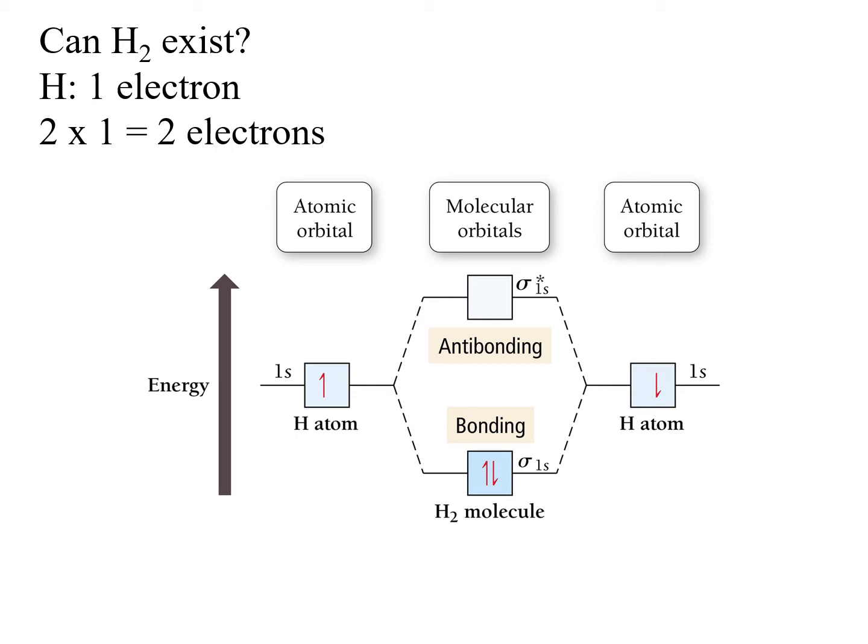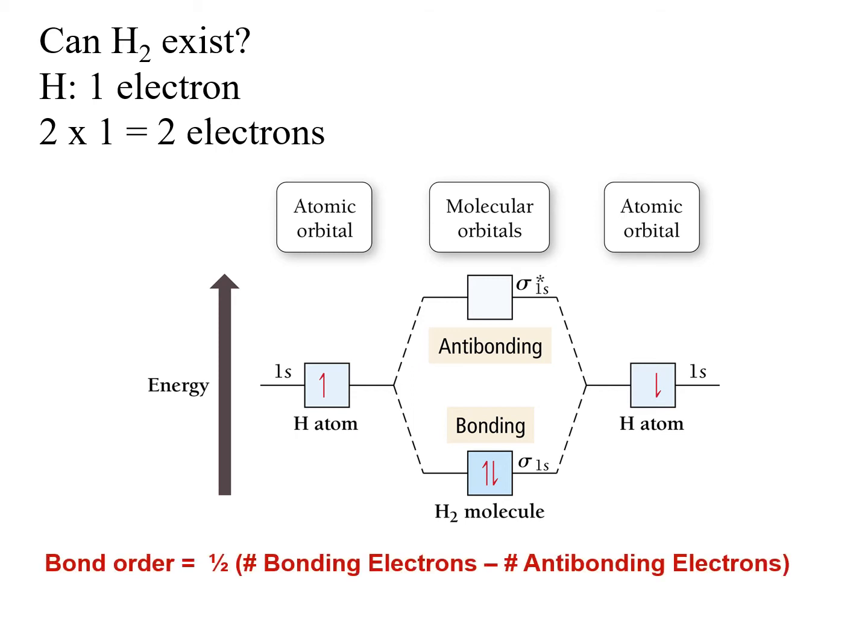Now let's do our bond order calculation. Remember, this is the number of bonding electrons, which in this case is 2, and we're going to subtract the number of anti-bonding electrons, which in this case is 0. So when we do the math, 2 minus 0 is 2. Going to divide it by 2, and it ends up being 1. And yes, we can predict that the hydrogen molecule exists.